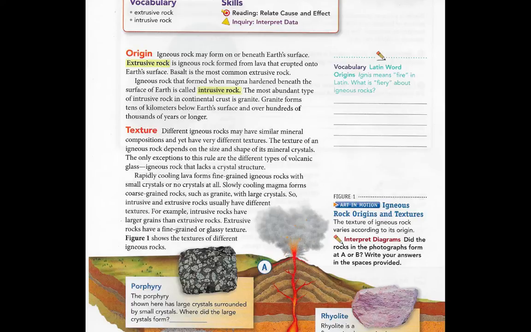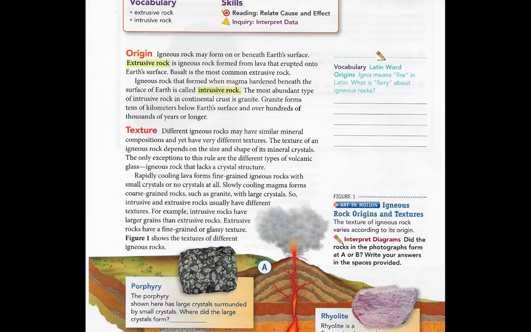So intrusive and extrusive rocks usually have different textures. For example, intrusive rocks have larger grains than extrusive rocks. Extrusive rocks have a fine grain or glassy texture. Again, intrusive rocks have a large grain. Extrusive rocks have a fine grain or glassy texture.